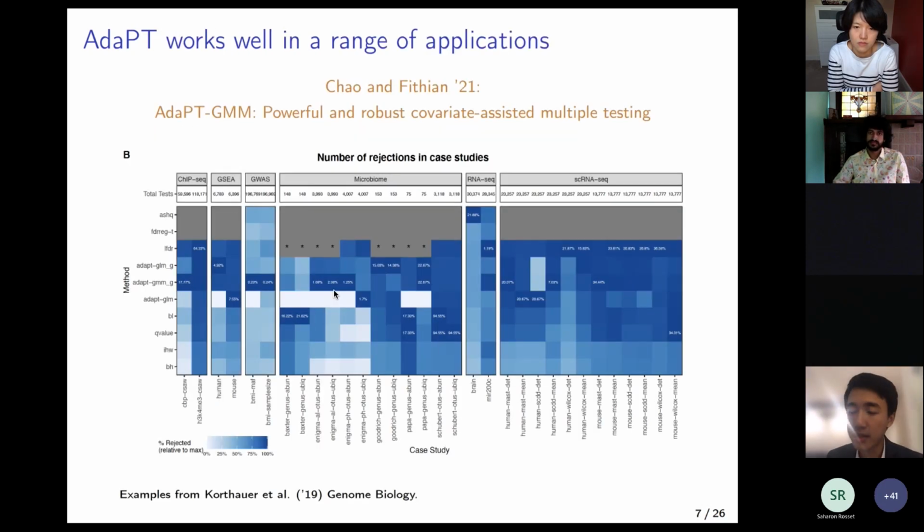Before showing you the method, I would like to say that this method has already made impact in practice. For example, in this Chow and Fithian paper, they show that ADAPT and also a variant called AdaptGMM have very good performance across a wide range of applications. Here you can see ChIP-seq, gene set enrichment analysis, GWAS, microbiome, RNA-seq, single cell RNA-seq. These two rows are given by ADAPT, and the darker the square is, the more powerful it is. So you can see these two rows are very dark, meaning that ADAPT has good performance.